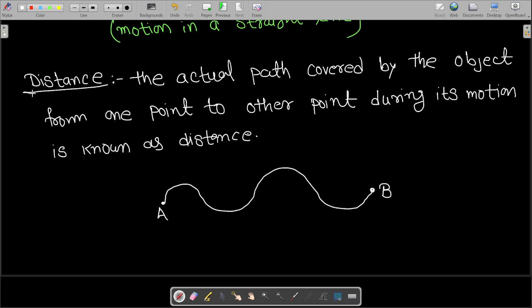So what will be the distance? The distance would be all the length measured from here, let me change the color, all the length measured from here to here to here, and like this up to here. What would be the distance? It will be the length from point A to point B. Okay.